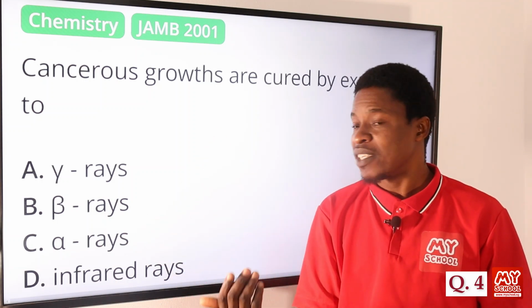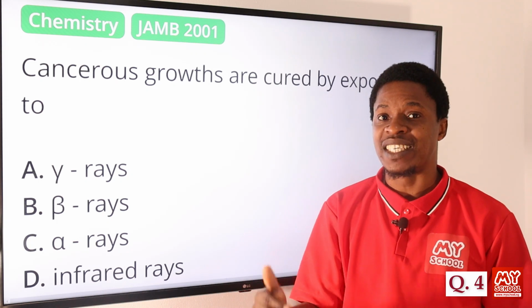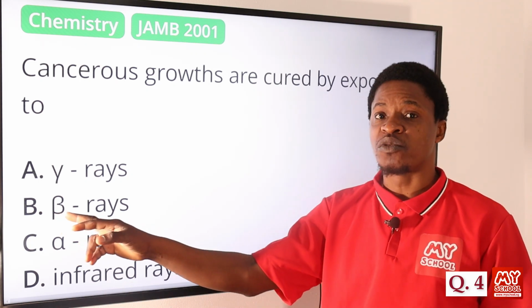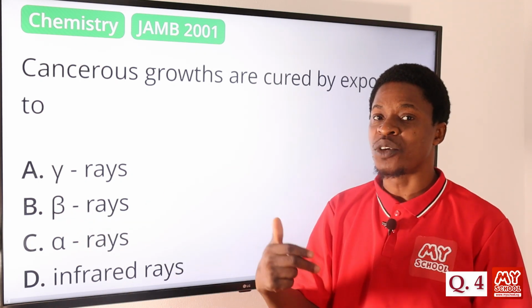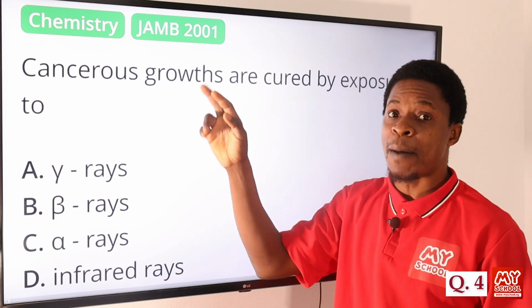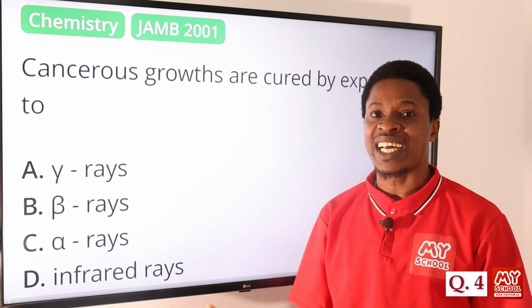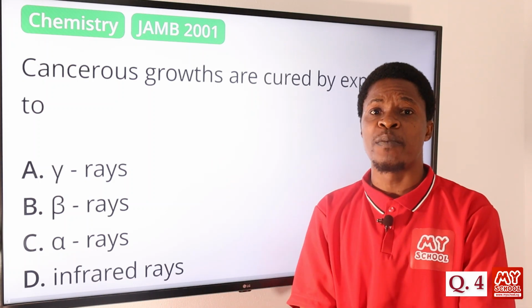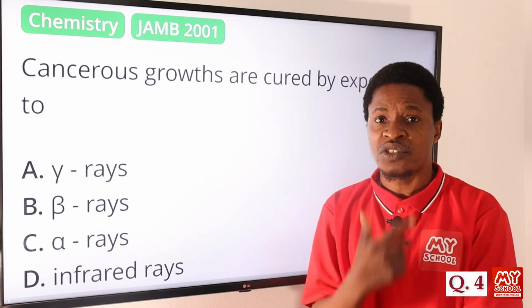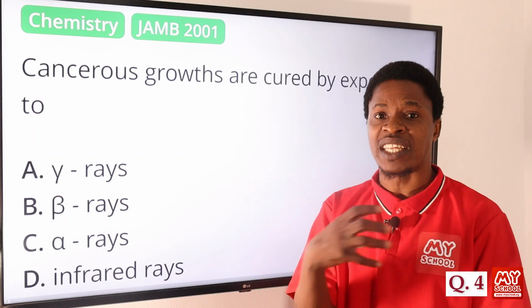It can't penetrate even a piece of paper because its penetration power is low. Followed by this, it can pass through a piece of paper but cannot pass through the human body. So talking about cancerous growth, that means we need a ray that can go through human skin and then destroy the DNA and the tissue that is present there.